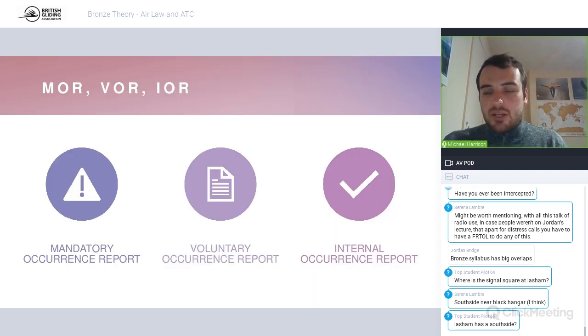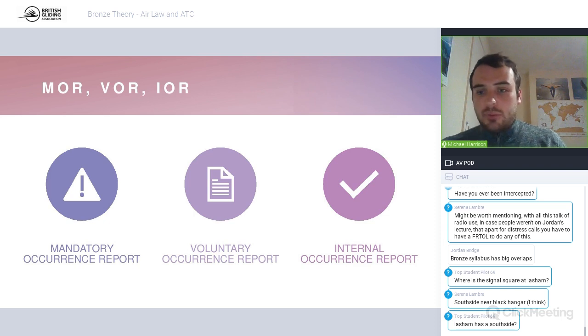We also have mandatory occurrence reports, voluntary occurrence reports, and internal occurrence reports. Mandatory occurrence reports are things that must be reported to the CAA. You don't have any discretion on that. And what exactly is defined as an MOR is defined in a very wordy document. I can't remember the name now. It's a European Commission implementing regulation, and they've actually put it in the file sharing area on this presentation, and I've put it in there. But that basically tells you what is a mandatory occurrence report.